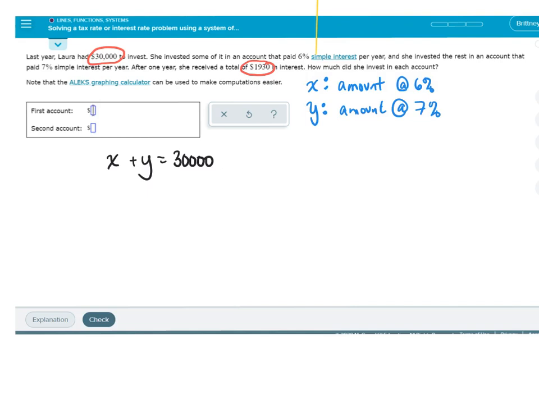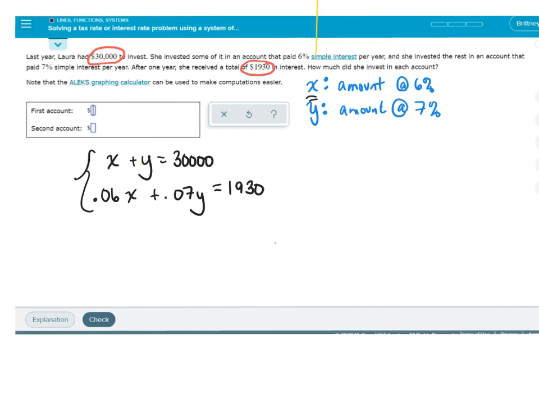Now for interest, simple interest is simply a percentage of the total. So if my amount x and my amount y, I'm basically getting 6% of whatever x is. The way I write that is I write 6% as a decimal, so 0.06. Remember, just move it over 2 decimal places to the left. So 0.06x is the amount of interest I'll make on the x account. And if I add that to the interest I make on the 7% account, which is 0.07y, that should be $1,930. So the first step is to get these two equations. Once you get that, then we can solve it.